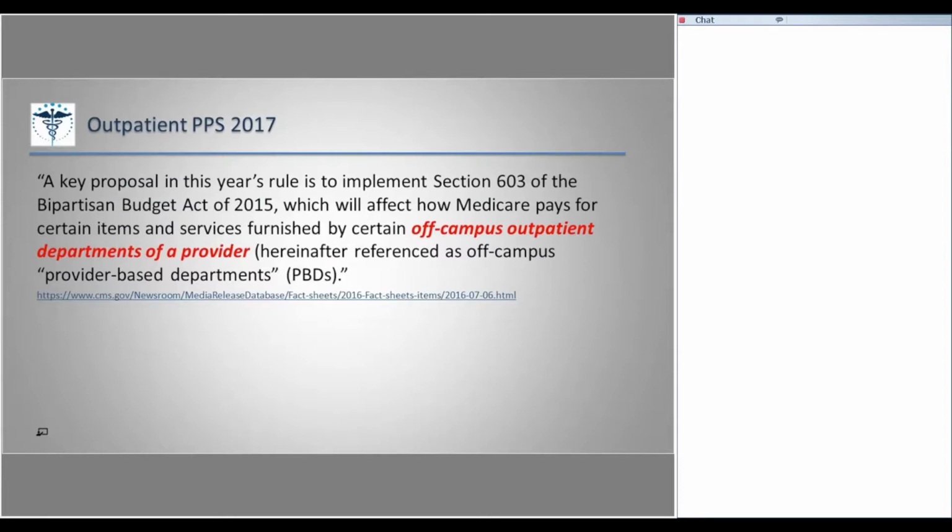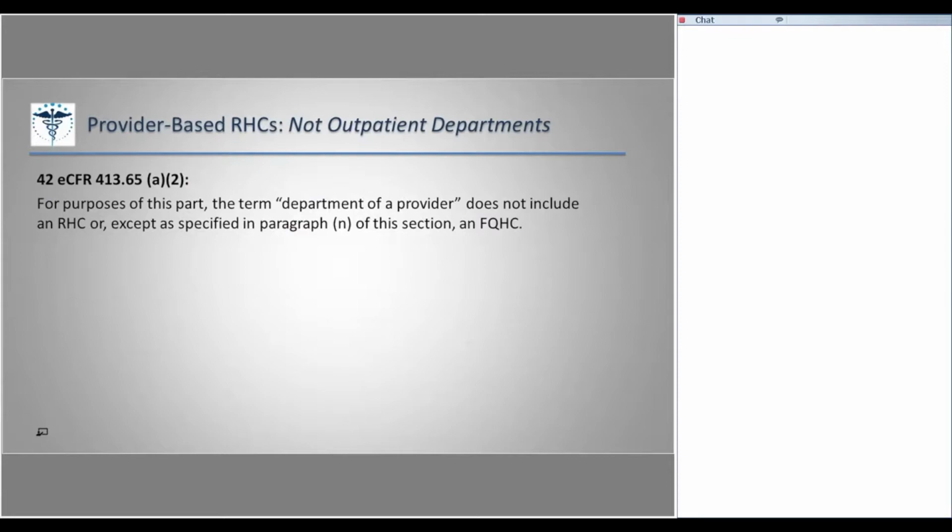It's important to remember, and this goes into our billing, that our provider-based RHCs are not departments of our hospital. We are everything but. We are provider-based. We have to be financially, administratively, operationally, and from a marketing perspective, public awareness, integrated with our main parent, but we're not a department of the hospital, which in 42 CFR 413.65, our provider-based payments, says the term department of a provider does not include an RHC or FQHC for the purposes of this section.